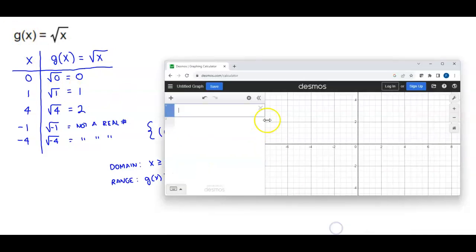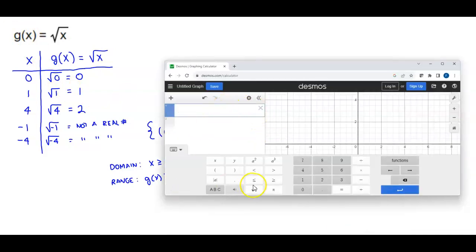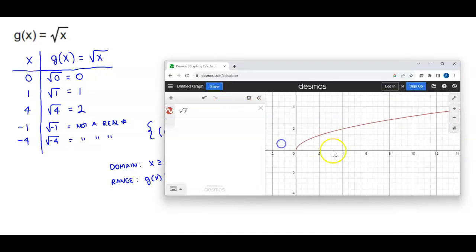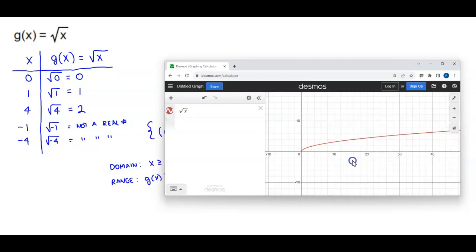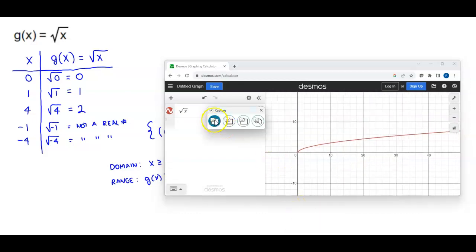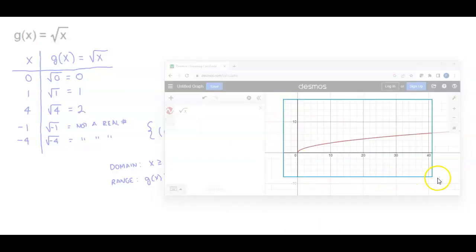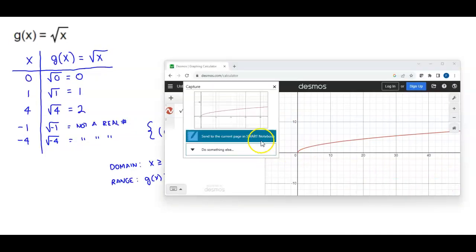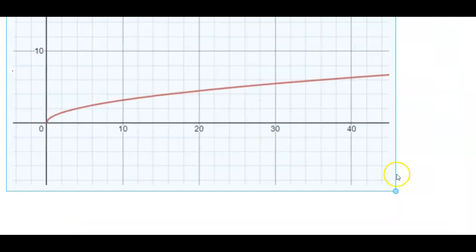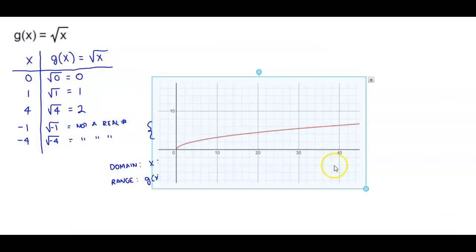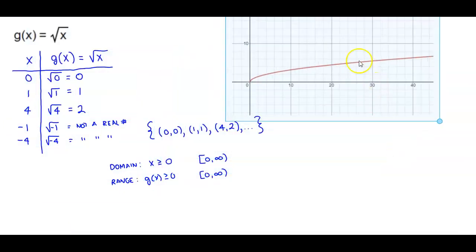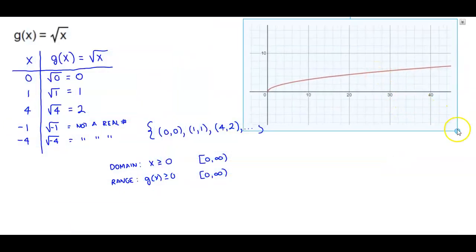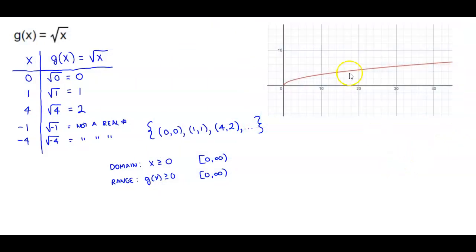So I'm going to open up Desmos and I'm going to put in the square root of x, and then I want to see what this graph looks like. So I'm going to go ahead and just copy this graph into my notebook here, and then we're also going to take a look at that as well. So we're going to match the graph and determine what it looks like as far as finding the domain and range of this graph.